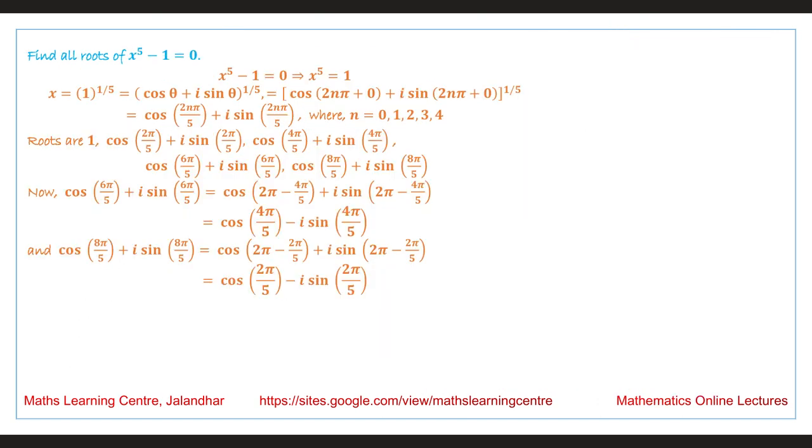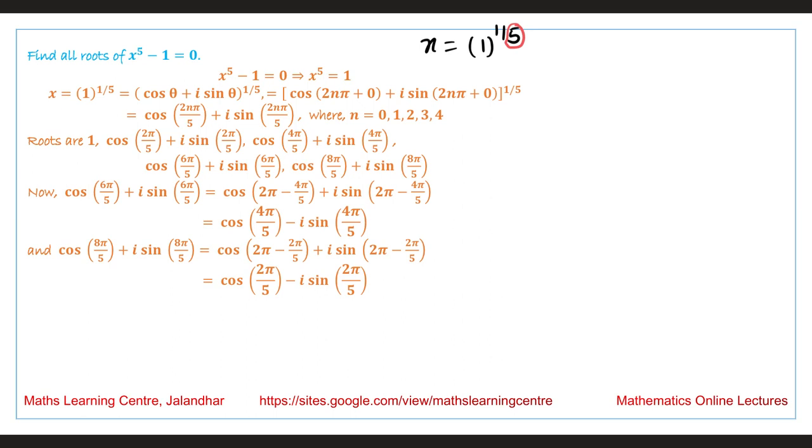So, based upon this, we are going to solve certain problems. First is x raised to the power 5 minus 1 is equal to 0. We have to solve this. We can write this equation as x is equal to 1 raised to the power 1 by 5. Now, clearly this power over here is 5, so there will be 5 different roots.